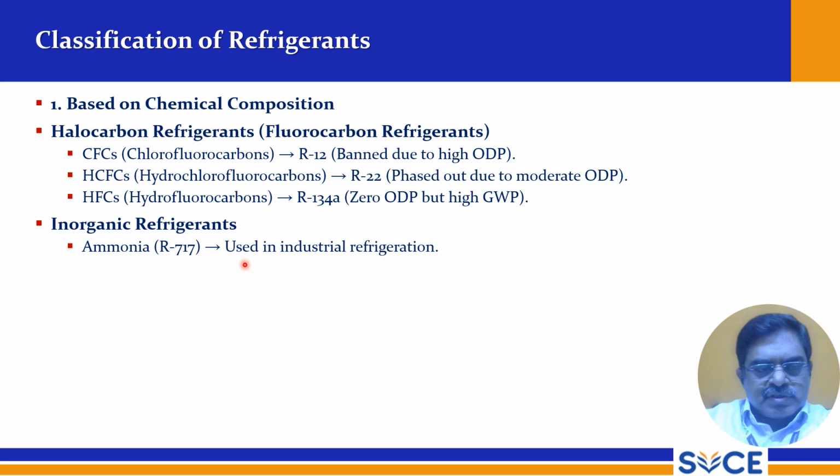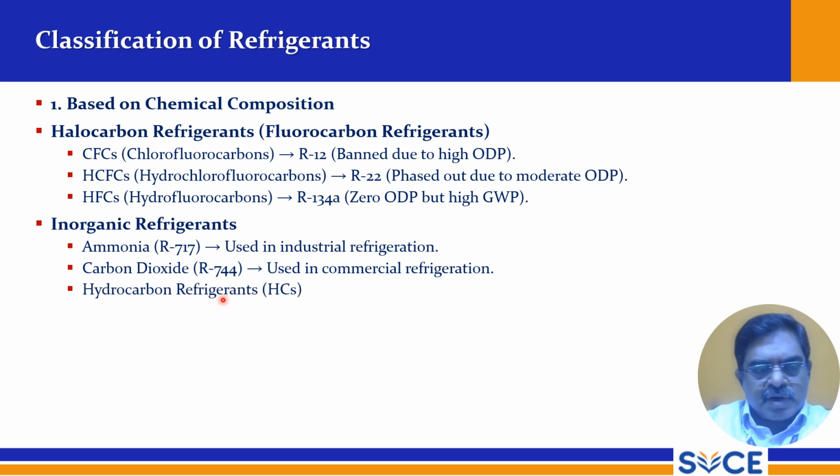Inorganic refrigerants: ammonia R717, used in industrial refrigeration. It is very popular in industrial refrigeration systems. Carbon dioxide R744 is used in commercial refrigeration.